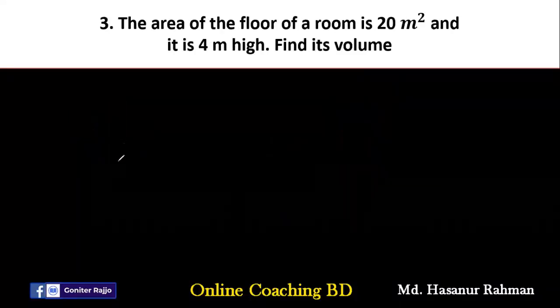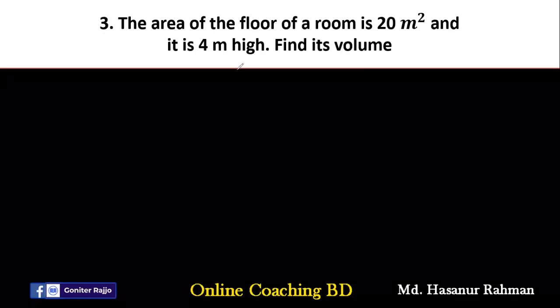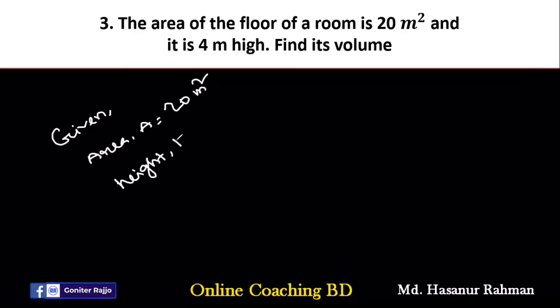Now, number 3. Number 3 says the area of the floor of a room is 20 meters square and it is 4 meter high. Find its volume. So here area and height is given. So by using these two values, we have to find out the volume. So here we can see that given area A equal to 20 square meter. And what about the height? Height H equal to 4 meter. So by using these two measurements, we can easily find out the volume.